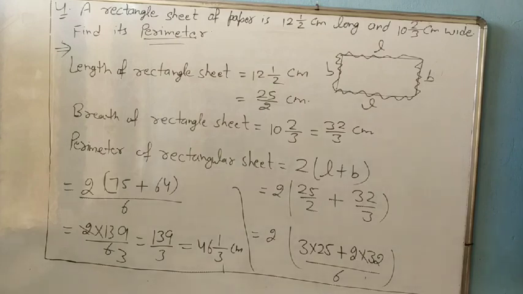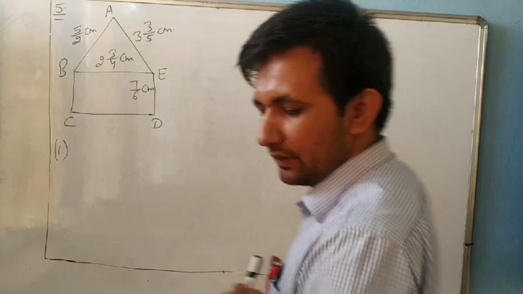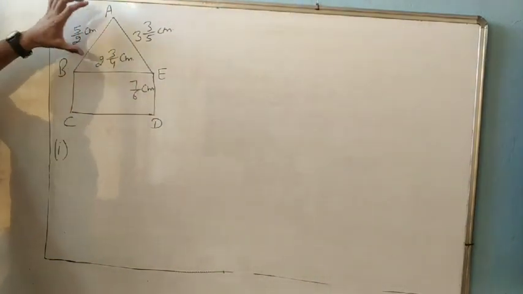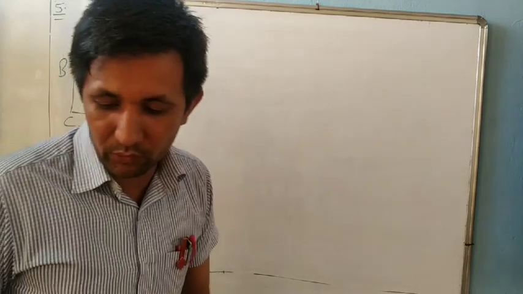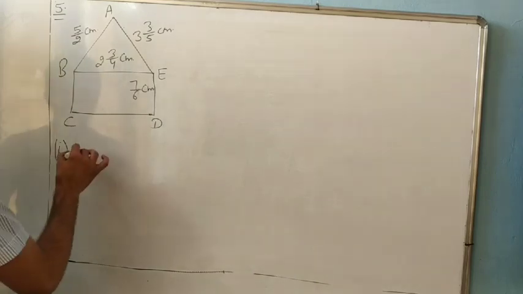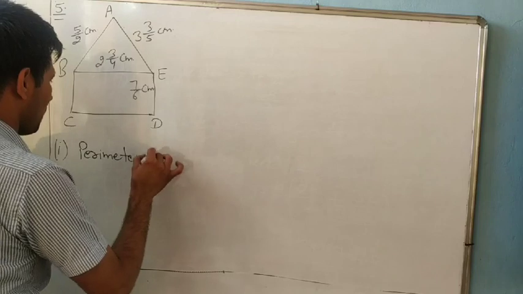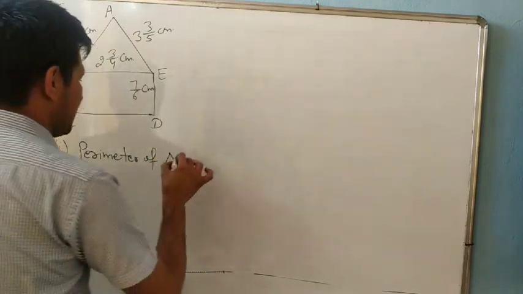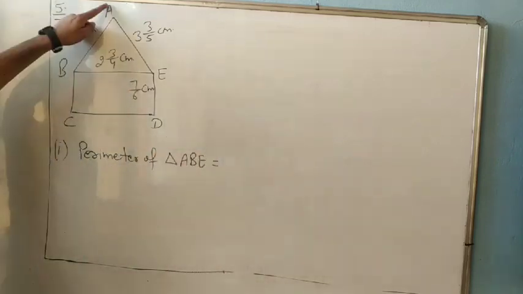Question number 5. In question number 5 we have been given a figure whose upper side is a triangle and lower side is a rectangle. So first we have to find the perimeter of the triangle, which is triangle A B E.